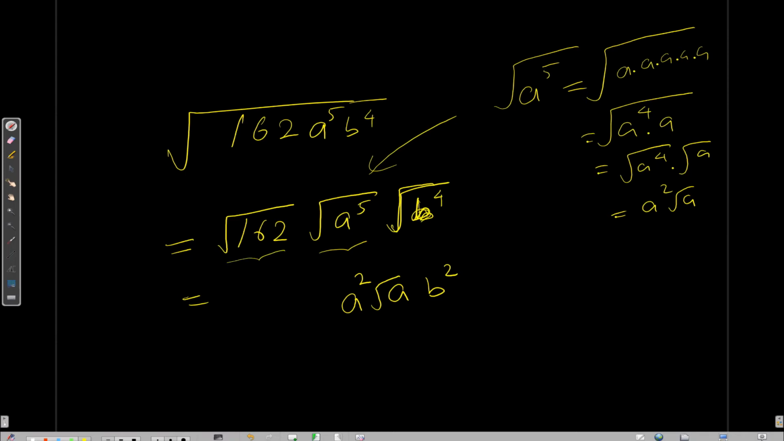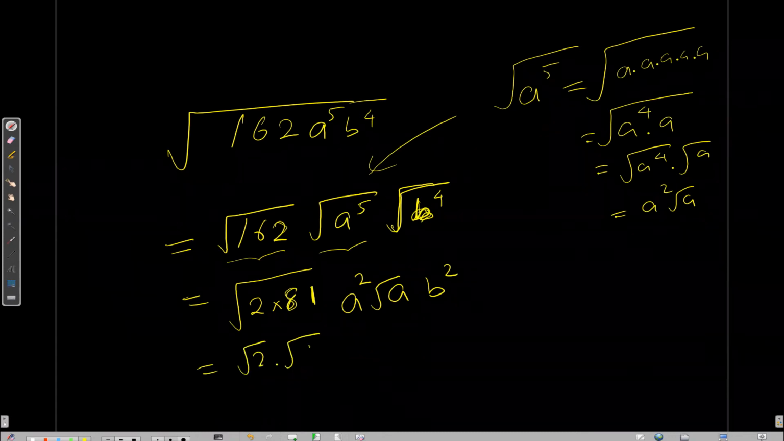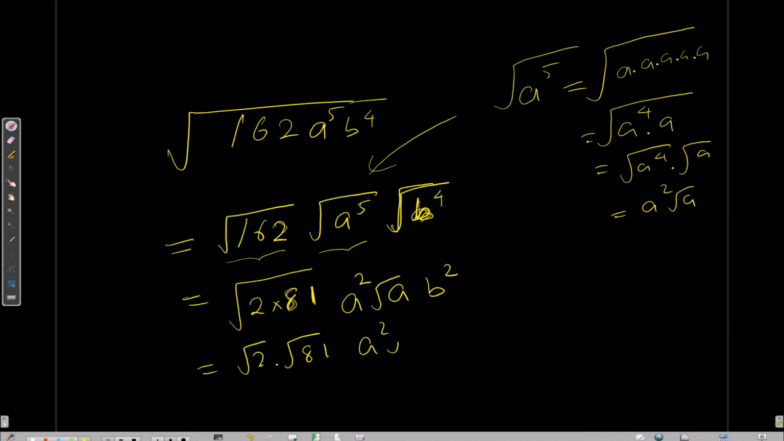Well, if you cannot identify it in one shot, it ends with 2, that's an even number, so I can divide it by 2, so 2 times 81. Now 81 is a nice number, so this guy, square root of 2, square root of 81, and A squared, square root of A, B squared. Now square root of 81 is 9, so 9, let me write down the nice numbers first.